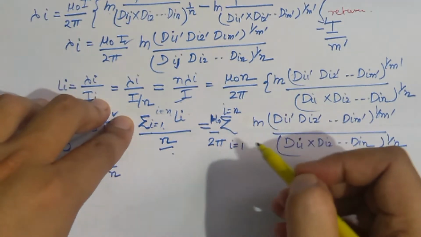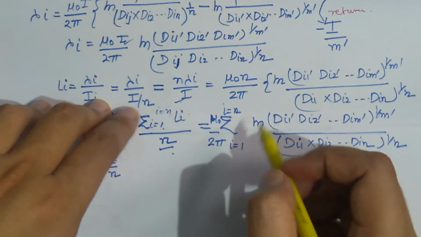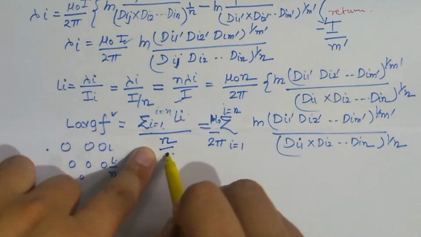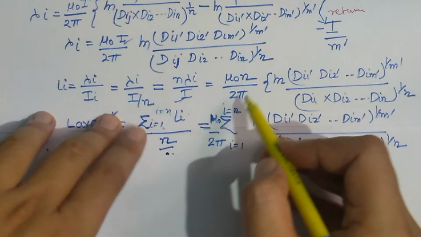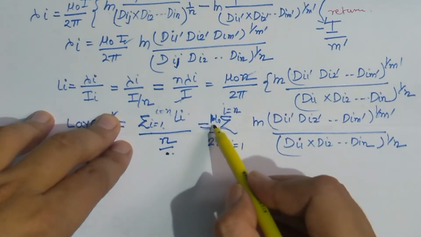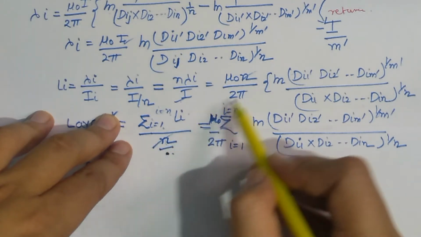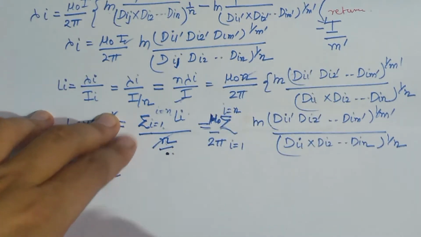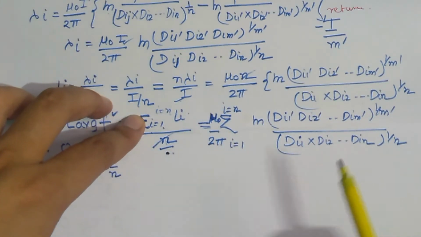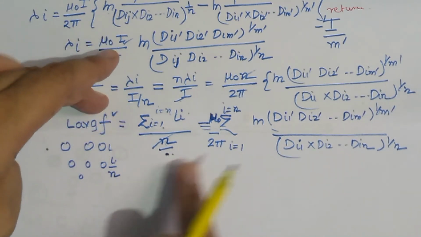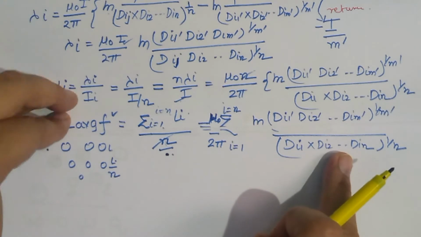Now if we divide it by n, then this n will cancel out. So that's why we are not getting n here. We are getting only mu naught upon 2 pi. So this n and this n will cancel out. This is the final expression for the average inductance of the forward path.